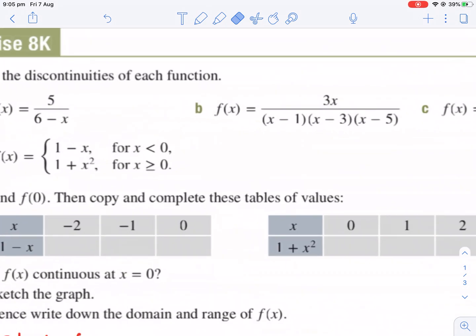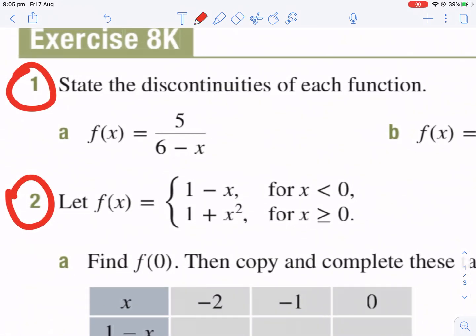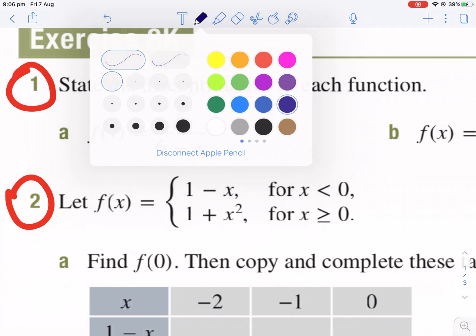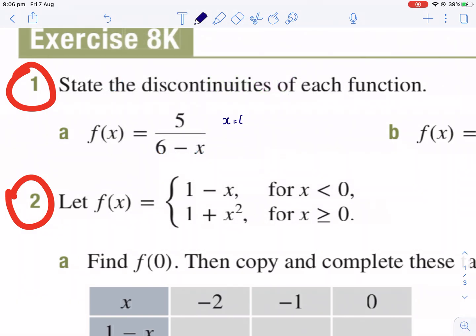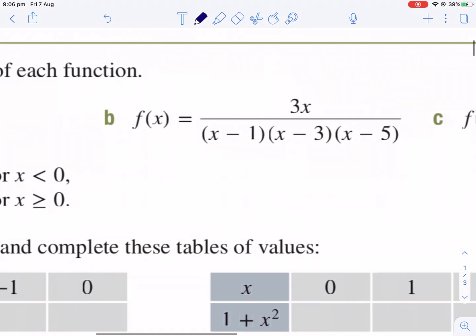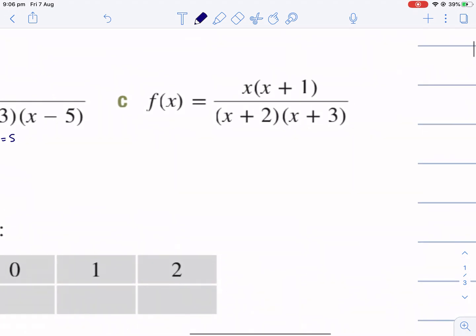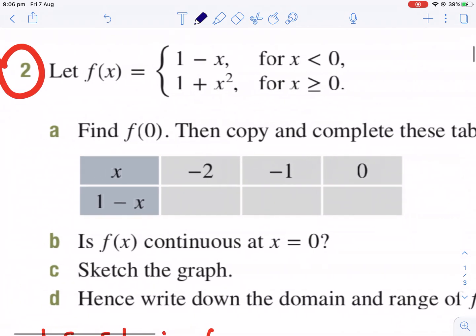Alright, don't forget the easiest way to tell a discontinuity is when the bottom of a fraction doesn't exist or you're trying to take the square root of a negative. So here x equals 6 is the discontinuity. If you make x equals 6, the whole thing won't work. Here x equals 1, x equals 3, x equals 5. If you do any of those, it won't work. Here x equals minus 2, x equals minus 3. If you do either of those, it won't work.